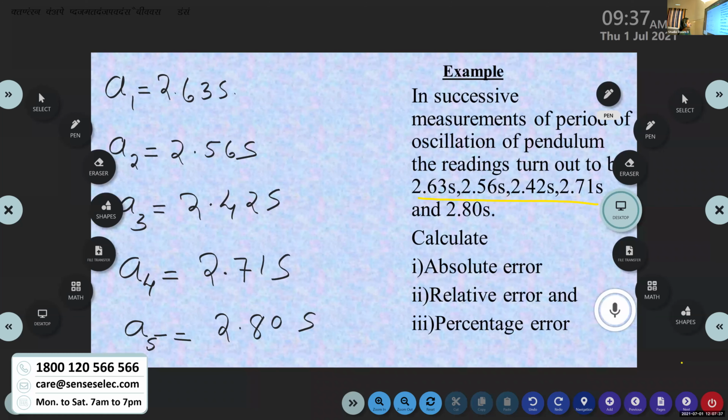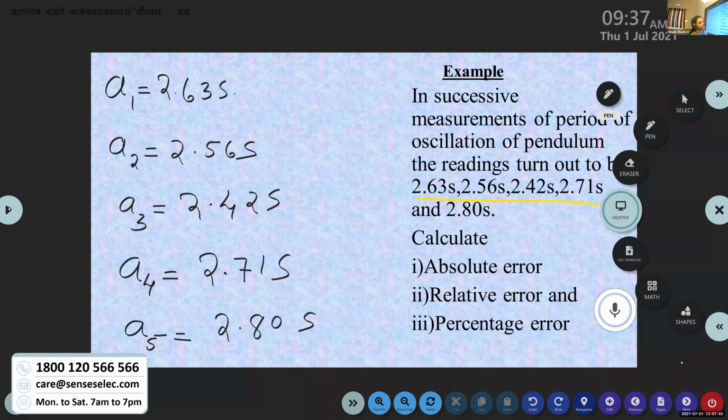Okay. So here the measured values are provided as A1, A2, A3, A4, and A5. But what about the true value? Is it provided in this present question? No. So how can we find out the true value? What's the method to calculate the true value?